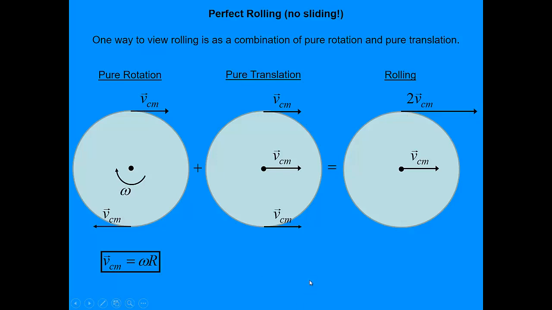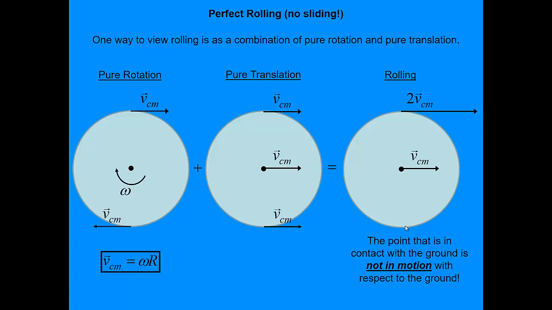But look at the bottom. This one's even weirder. Because of the rotation, the bottom is moving to the left with the speed of the center of mass. But in terms of its pure translation, it's moving to the right with the speed of the center of mass. And you add those up, and what do you get? You get 0. Which means that a point on the bottom of a perfectly rolling object isn't in motion with respect to the ground. If it was, it would be slipping or sliding across the ground.